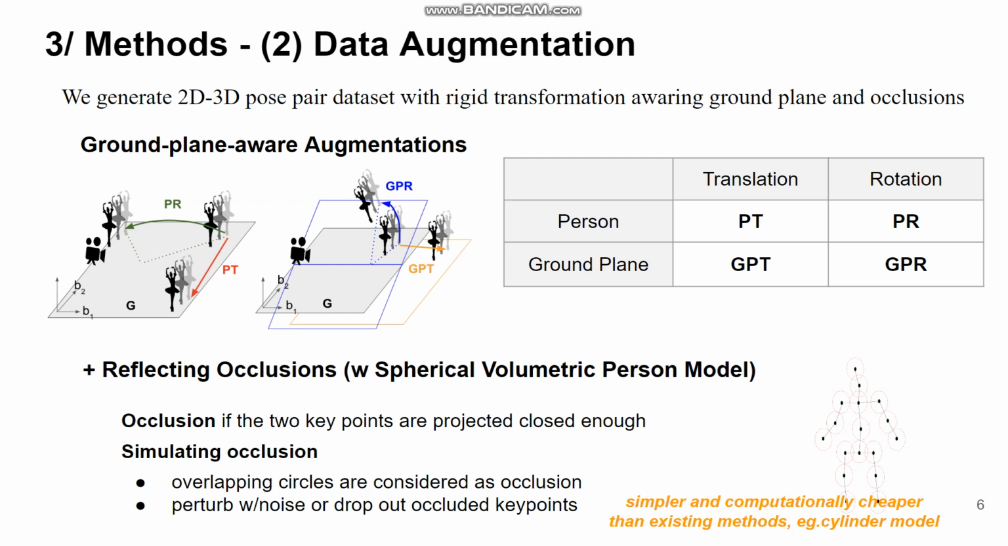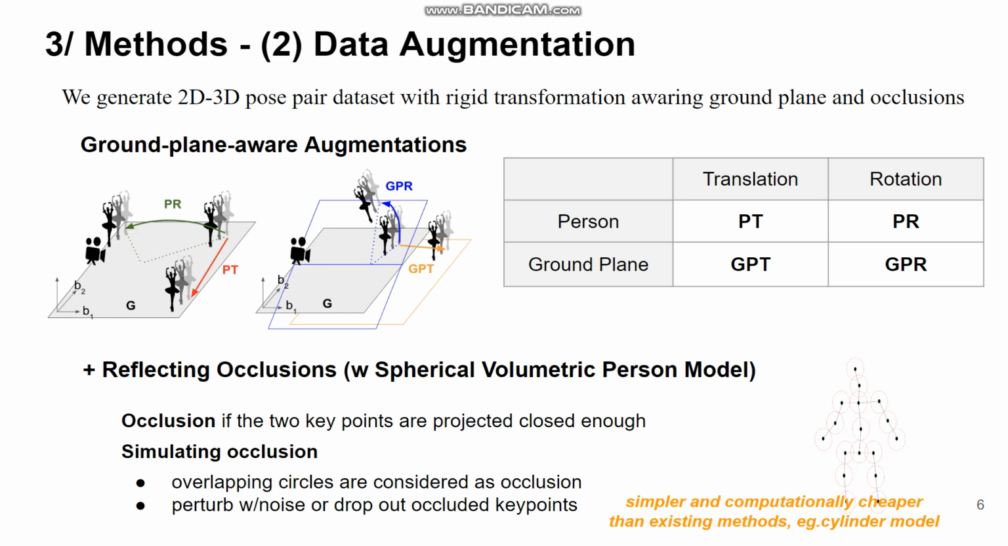As mentioned, our method allows infinite data augmentation. Here we propose an explicit way to thoroughly cover the data space and generate reasonable and plausible augmentations. We achieved this by applying two rigid transformations, translation and rotation, to each individual and the ground plane, resulting in four types of augmentations.